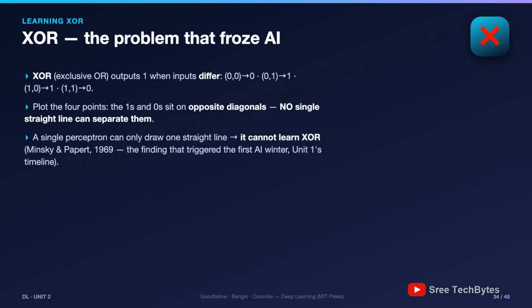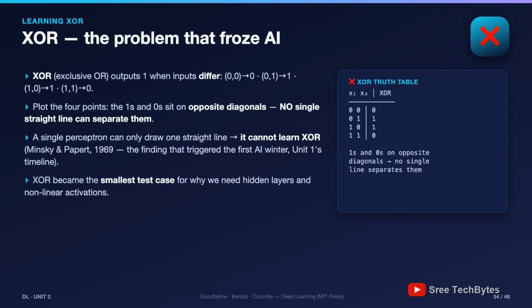The ones sit on one diagonal, the zeros on the other. No single line works. It is geometrically impossible. And a single perceptron can only draw one straight line. In 1969, Minsky and Papert proved this. The perceptron cannot learn even XOR, and funding for neural networks collapsed. That's the first AI winter from our Unit 1 timeline, caused by a 4-row truth table. The cure required one idea, and it's on the next slide.